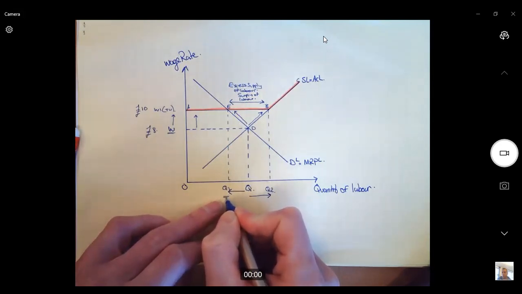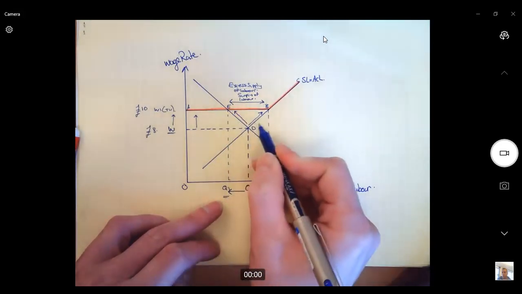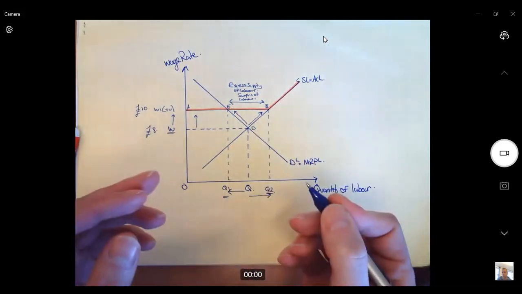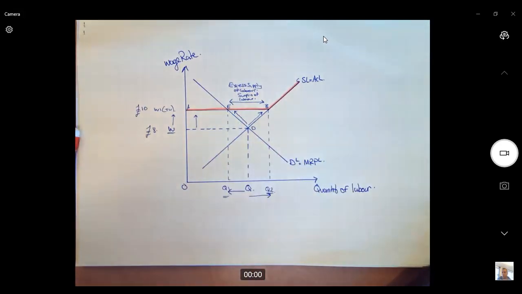Firms may switch to possibly more capital intensive methods of production if they find that labour is becoming too expensive, capital being a substitute for labour. However, the number of people willing and able to work has now increased up to Q2. So we've distorted the market. There's now excess supply of labour. There are more people willing and able to work than there are firms willing and able to demand them.